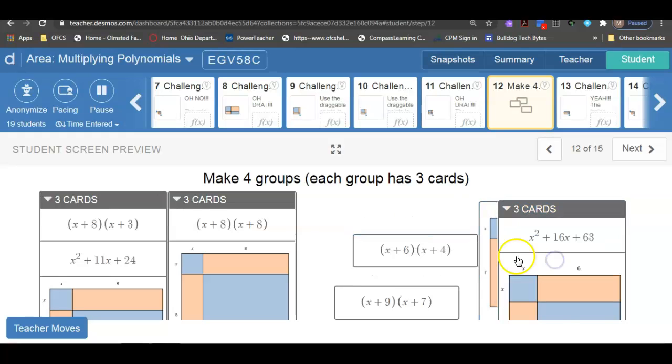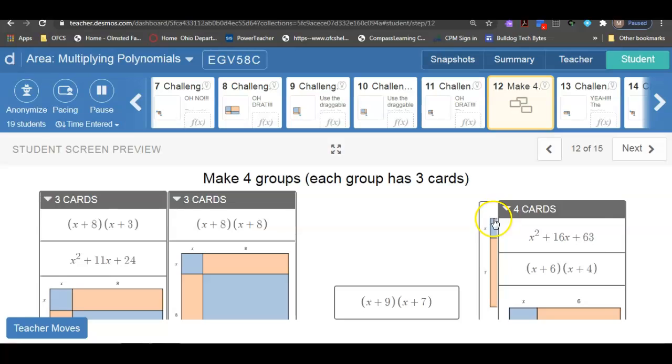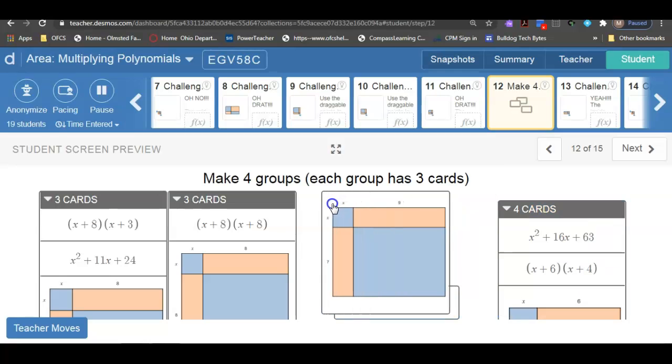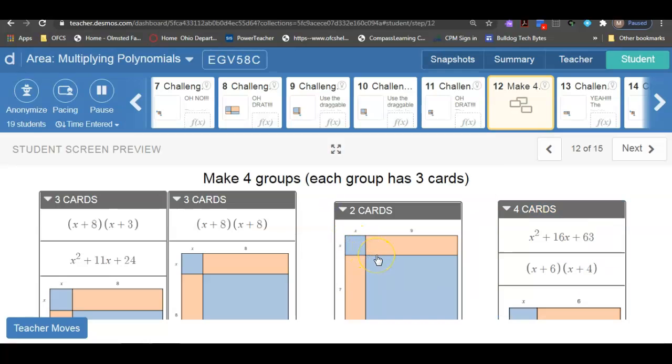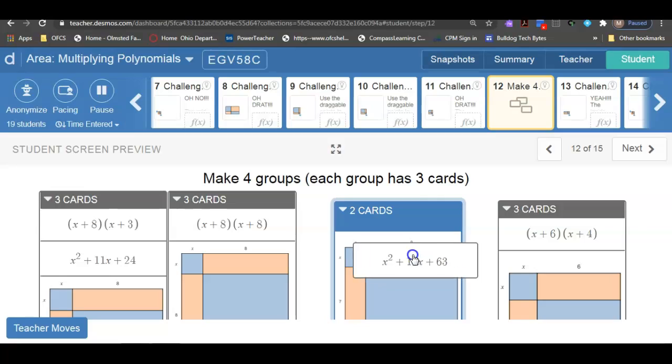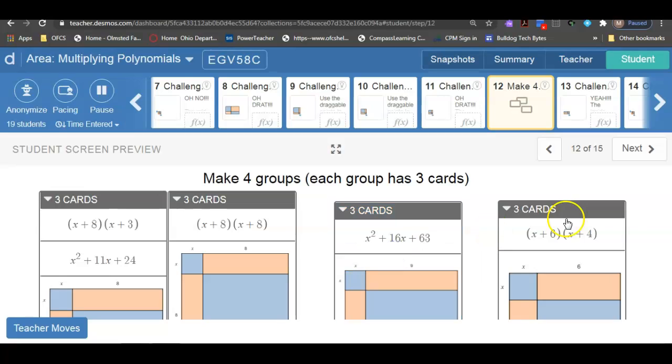Let me move some of these over here so we can get them out of the way. Okay, so this one, we've got x times x or x squared, x times 9, which is 9x, 7 times x, which is another 7x, so 9x plus 7x gives me 16x, and 7 times 9, which gives me 63. So this is the area as a sum.